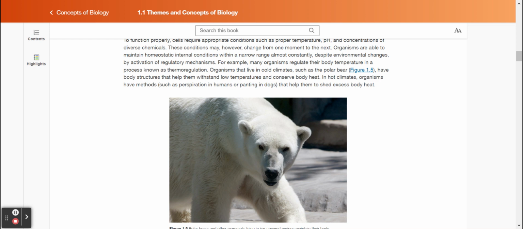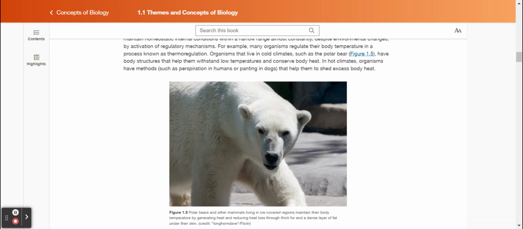Organisms that live in cold climates, such as the polar bear, have body structures that help them withstand low temperatures and conserve body heat. In hot climates, organisms have methods, such as perspiration in humans or panting in dogs, that help them to shed excess body heat.